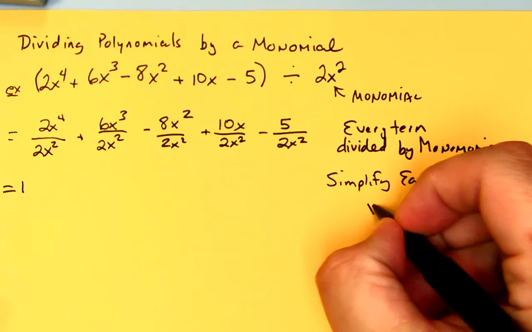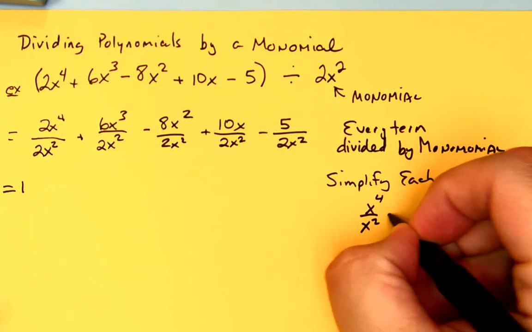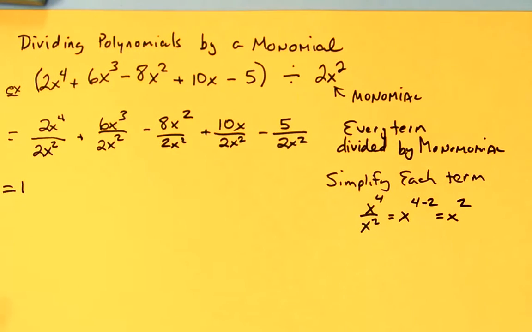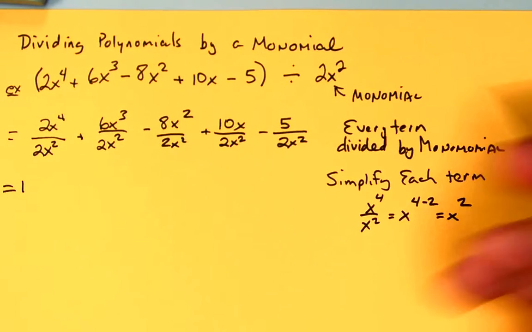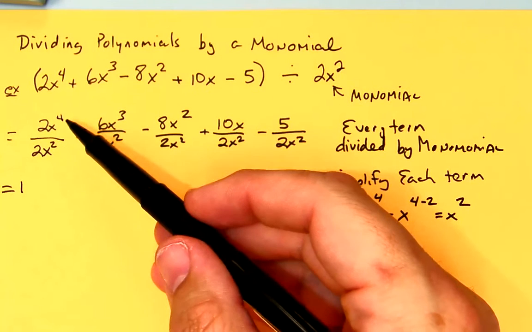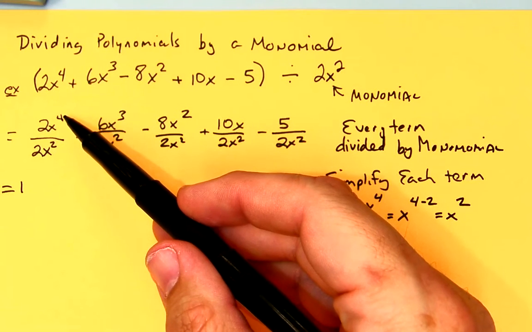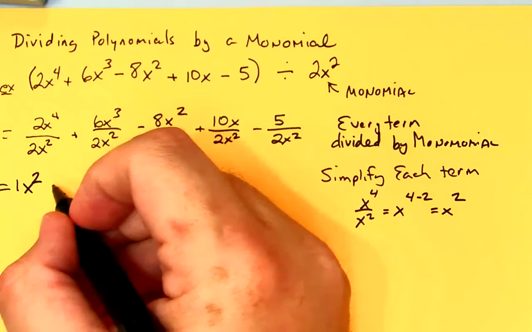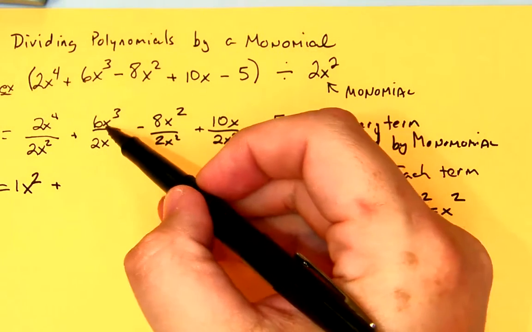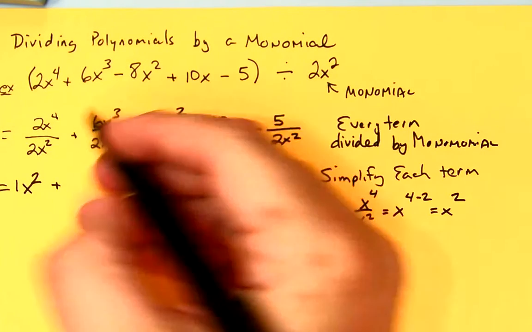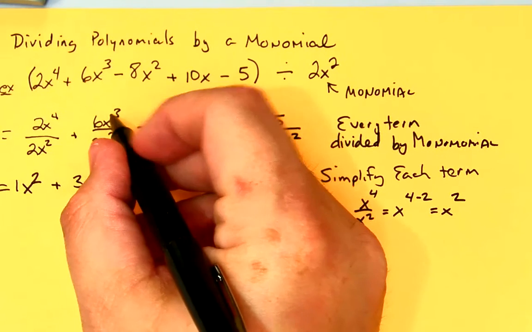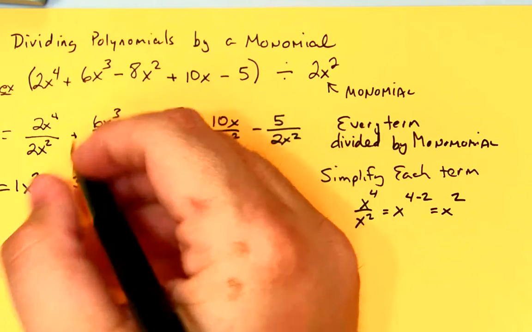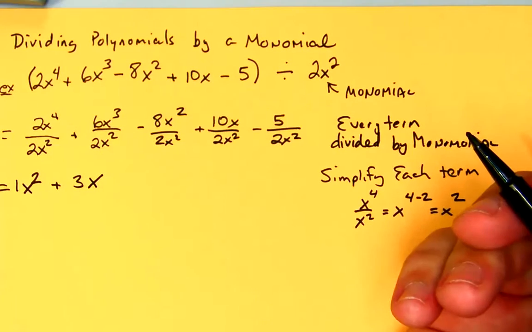So you could get x to the fourth over x squared. Remember, that's x to the 4 minus 2, which is x squared. You could still do that. But one thing, remember what we've done in class, is I said, alright, I'm top heavy by 2. So I know I'm going to get an x squared up top. Now plus 6 divided by 2, that's a 3. I have 3 x's in the top, 2 in the bottom. 3 minus 2 is 1. So I'll keep 1 up top. So I get 3x.